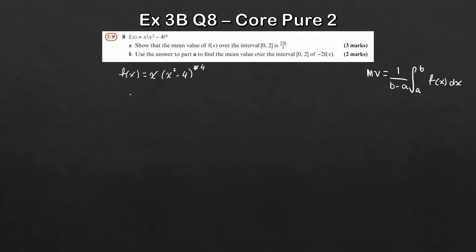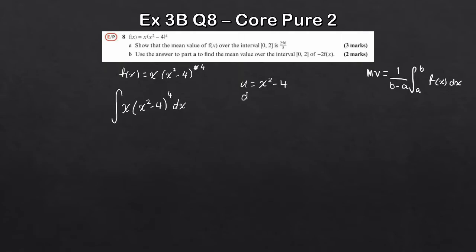So looking at this integral here, if you haven't spotted it straight away, probably the nicest way of doing this is using substitution. So the integral of x times (x squared minus 4) to the power of 4 dx. So I'm going to use a substitution here. My substitution will just be this x squared minus 4. So u is equal to x squared minus 4. But remember, because we're transforming this from x to u, we need to change our variable that we're integrating with respect to. So to do that, we need to work out what dx is.